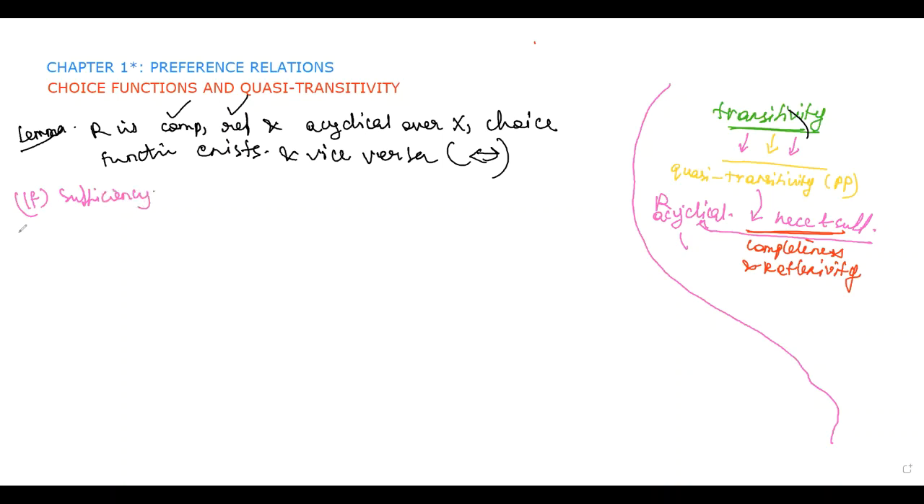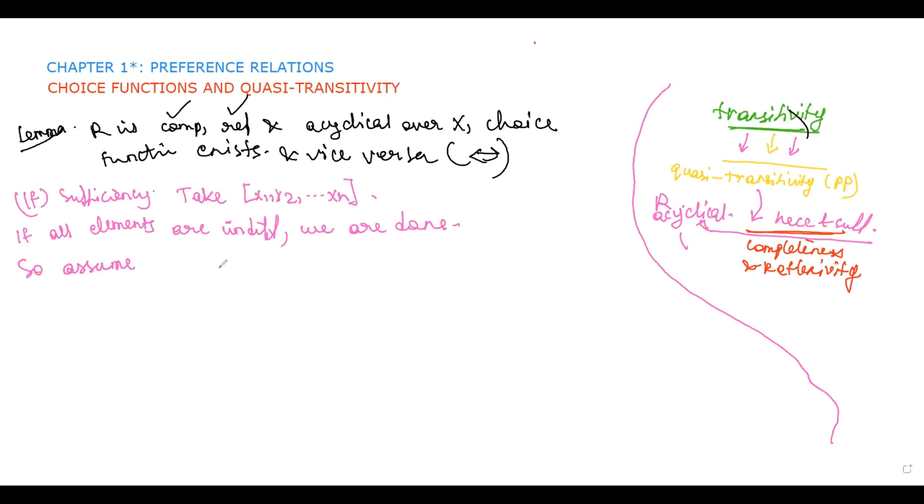Now, we are taking a subset of X, which we can call S. If all elements are indifferent, we are done, because then any one element can be the best element. All of the elements are best elements because they are at least as good as all of the others. So assume this is not true and there is at least one pairing which are not indifferent to each other.